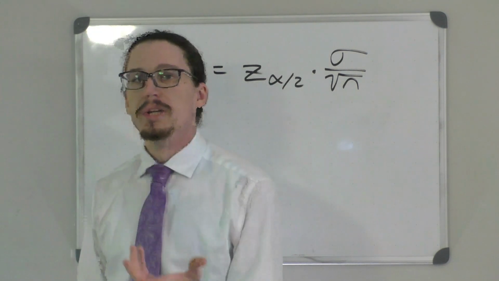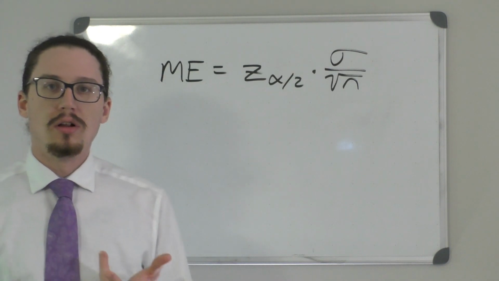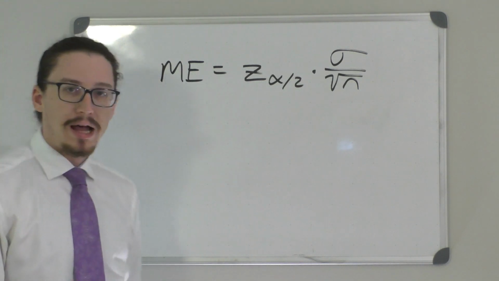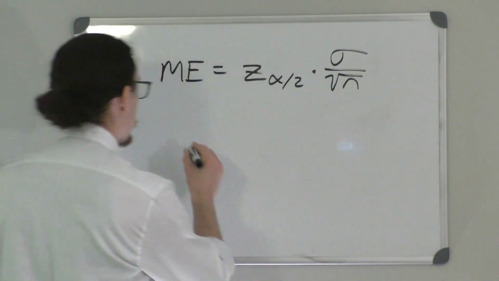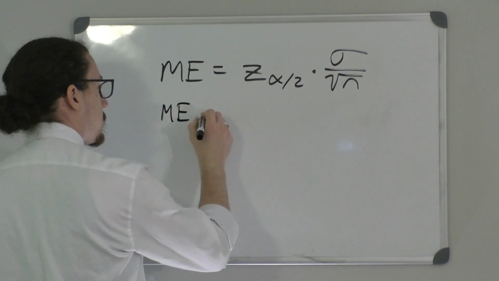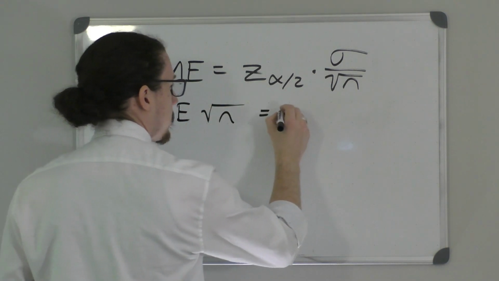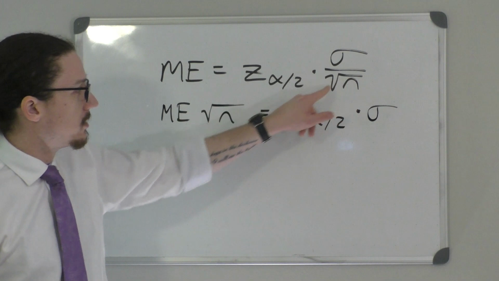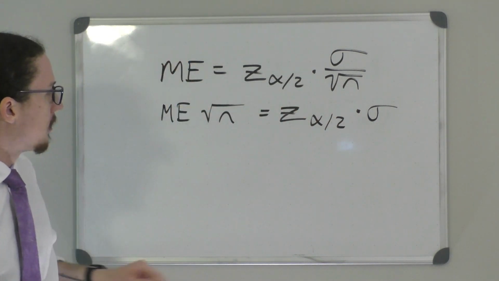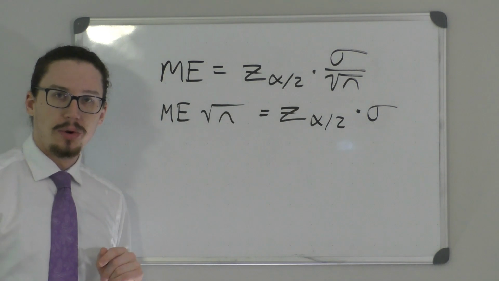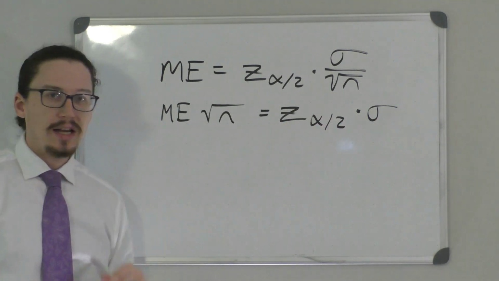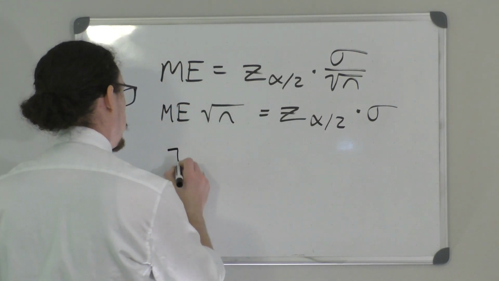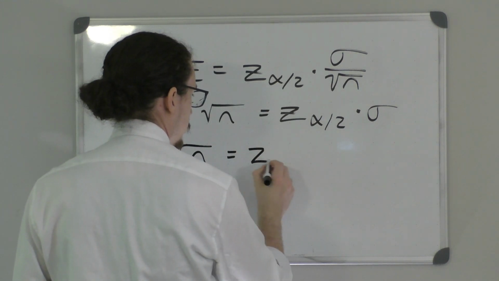Essentially, what we're going to do is take this equation for the margin of error and solve for n. So we're going to multiply both sides by the square root of n. When we do that, it cancels out on this side and moves over here. So margin of error times the square root of n equals z alpha divided by 2 times sigma. And then we're going to divide both sides by the margin of error.